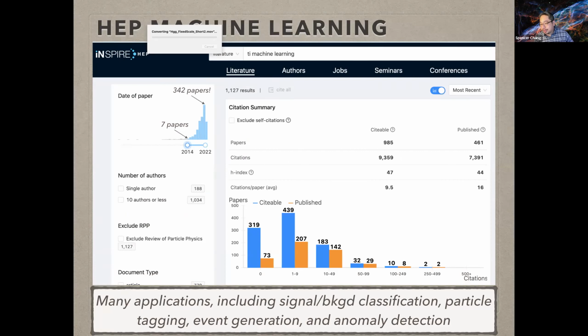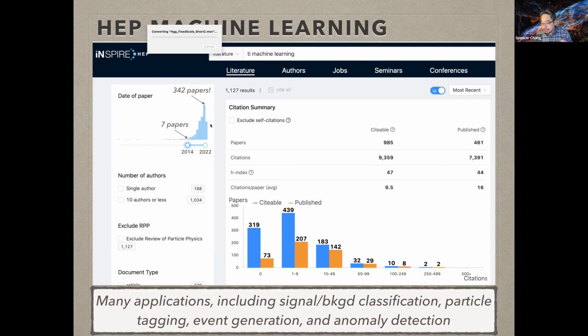On Inspire, I just searched for titles that had machine learning. Of course, not all papers have machine learning in the title. I was surprised that last year there were 342 papers. This went up from 7 papers just 7 or 8 years ago, so it's been a big explosion. I think we're on pace to pass this because we're only halfway through this year. So there are a lot of people working in high energy physics on machine learning.